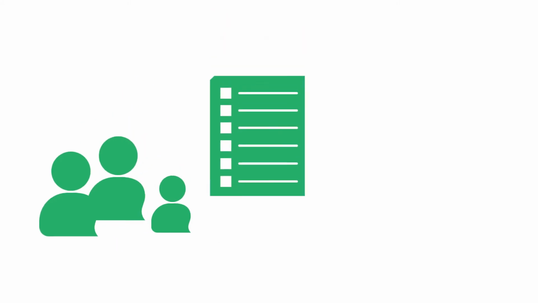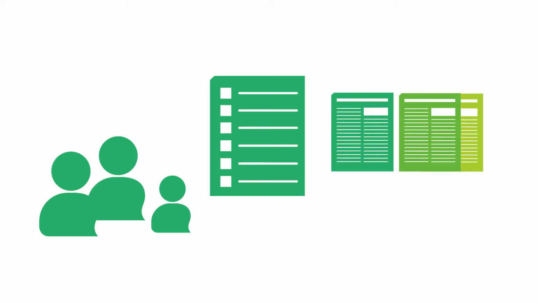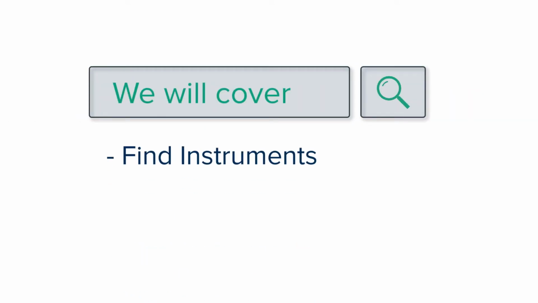These instruments must be proven valid in order to be reliable for use, so you'll often find an original study, among others, tied to a specific instrument's development. In this video, we will cover how to search for instruments based on topic and title, and then go over how to cite them.